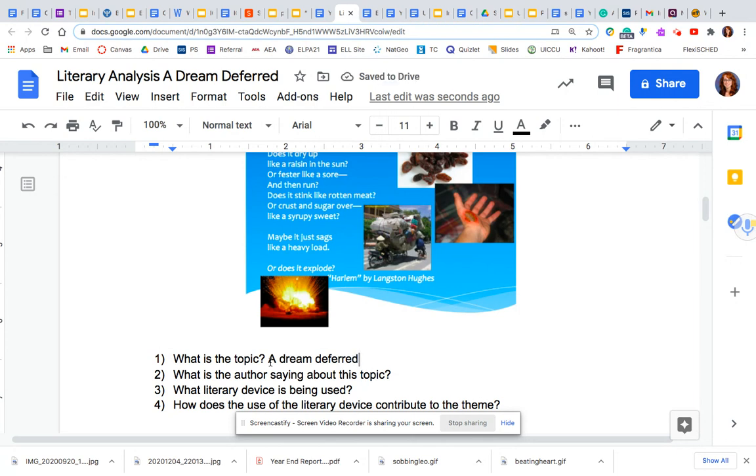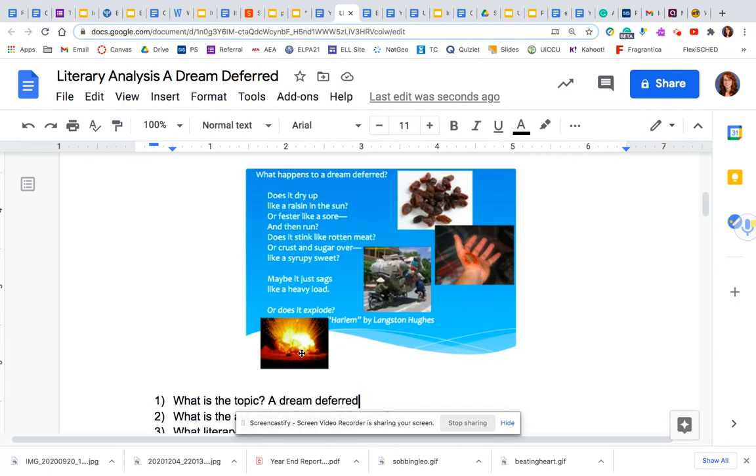Now that we've identified the topic, what is the author saying about this topic? So, what is happening to this dream that is pushed aside? Well, maybe it is drying up. Things dry up when they die. Does it fester like a sore? Look at that festering sore. It is getting worse and worse. It is getting very painful. So, does the dream dry up and die?